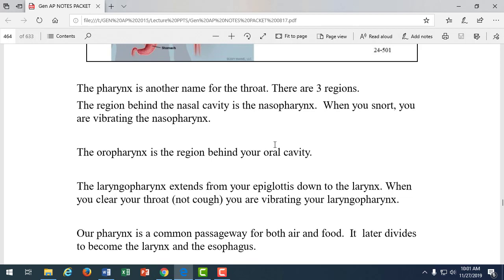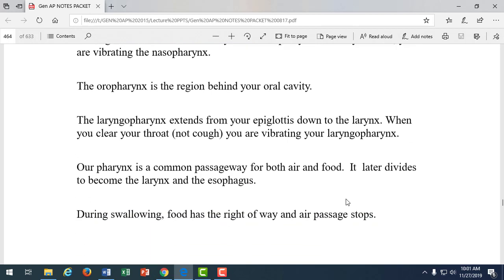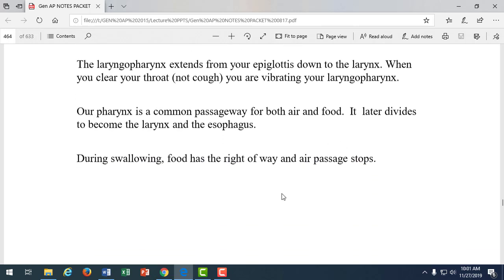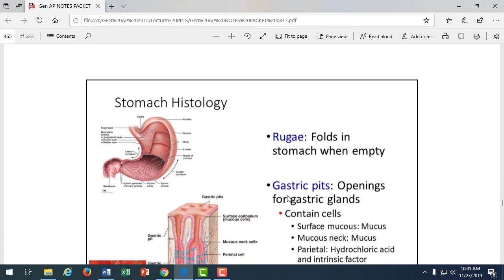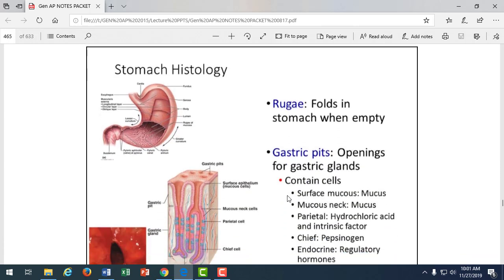So the laryngopharynx extends from the glottis to the epiglottis to the larynx. We've already talked about that with the respiratory system. But when we swallow, that breathing stops, right? Because the esophagus opens up, epiglottis is covering the larynx, and food is directed to the stomach.